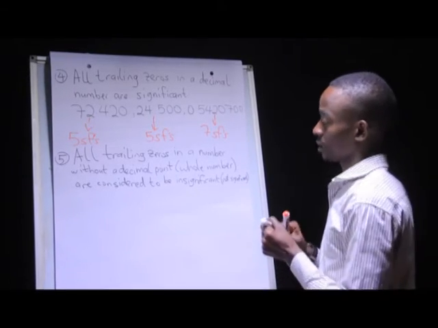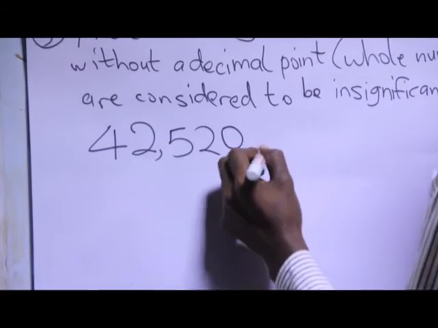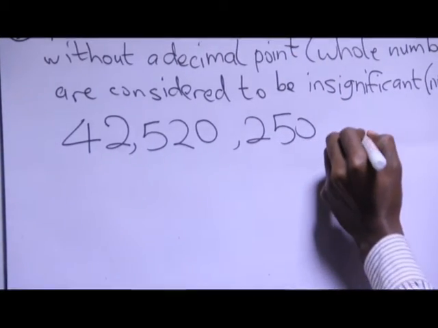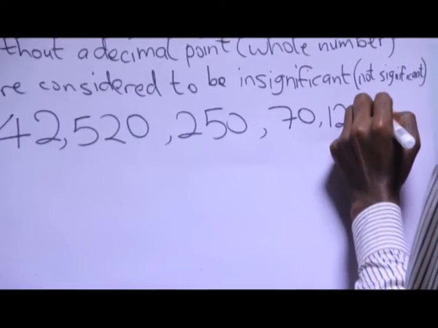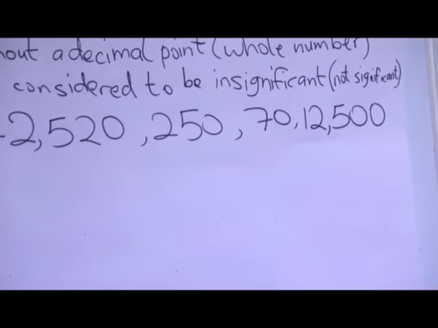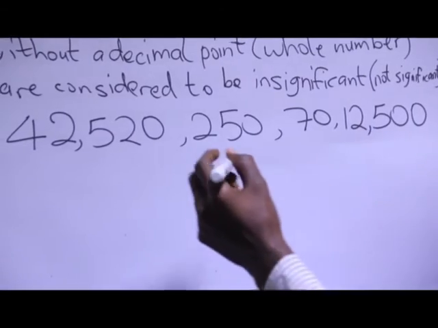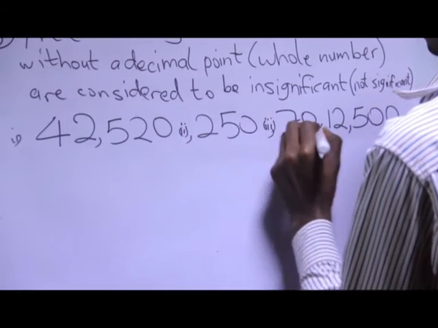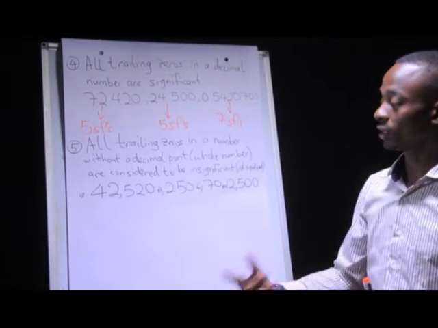So what do I mean? If I have numbers, for example, this time we're dealing with whole numbers, in other words, numbers without decimal places. So if I have 42,520, then if I also have 250, and if I have 70, and lastly if I have 12,500. These are separate numbers. This is 1, this is 2, this is 3, and this is 4. In all these 4 numbers, I'm required to find the number of significant figures.